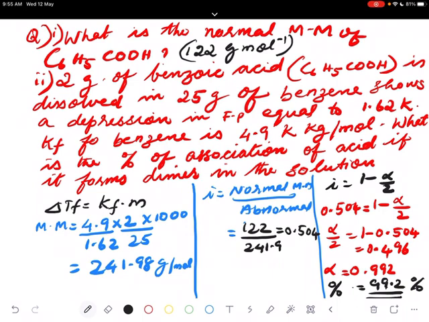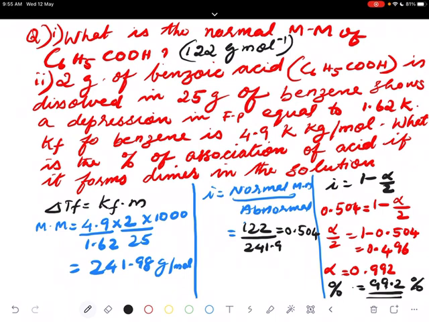Anyway, alpha value is always less than 1. Alpha is the portion that got dissociated or associated from 1 mole. So from 1 mole, how much has gone? Maybe 0.2, 0.3, 0.6, like that. So alpha value is always less than 1. So this is the percentage of association. If it is a dimer, dimer means 1 by n.